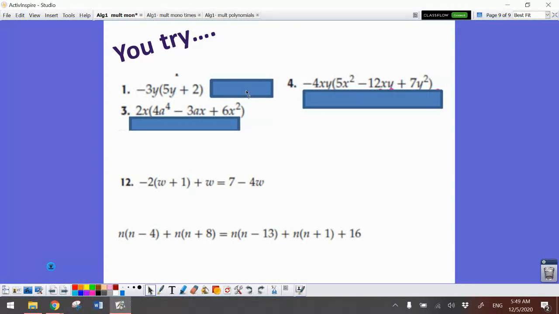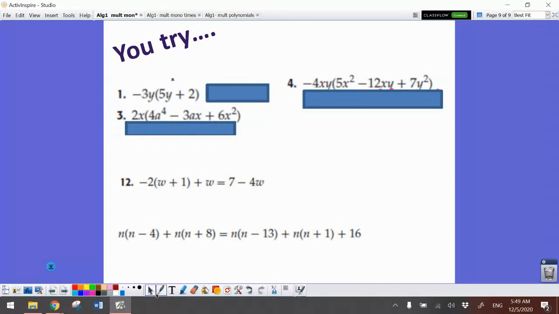So the first problem, I should come up with, if I multiply here, 15y squared and a negative 6y. And that's done because it's already in standard form. The y squared is bigger than the y to the first. It's done. I'm going to go down.